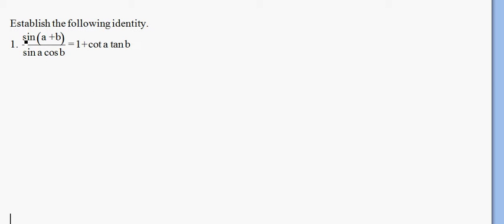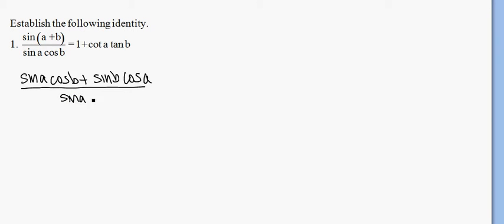Here's some sum and difference identities. You could work on either side here, but I think it's easier to work on this side, because it's kind of hard to recognize that you have sine of a plus b over here. So I'm just going to rewrite sine of a plus b using the formula. So this is the sine of a cosine of b plus the sine of b cosine of a, all over the sine of a cosine of b.